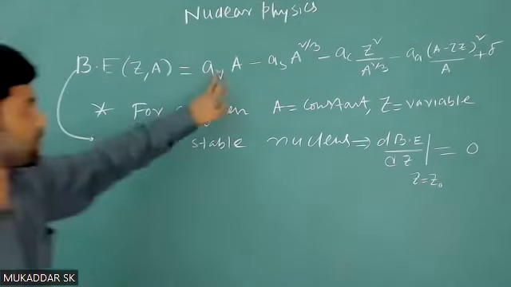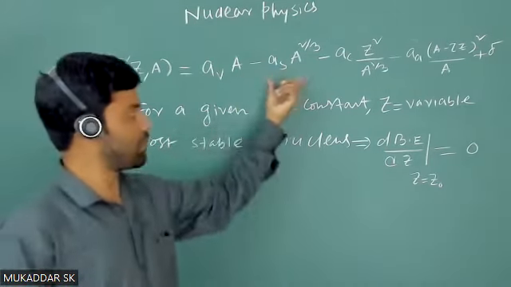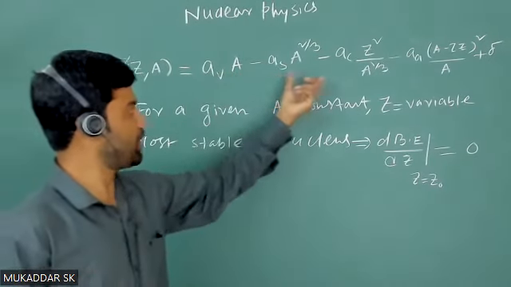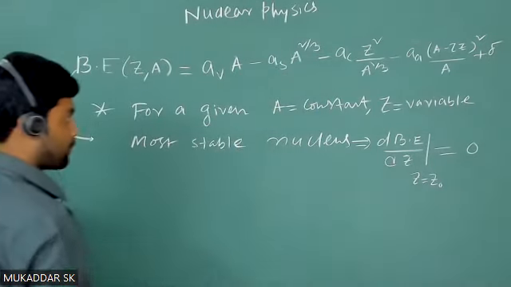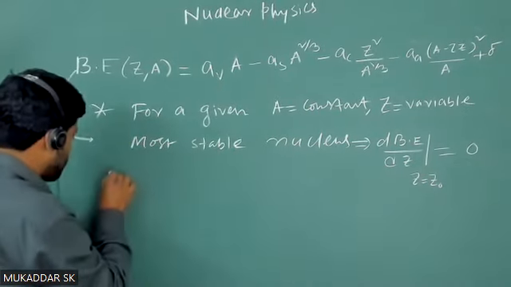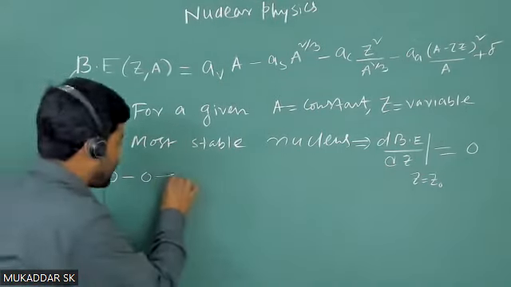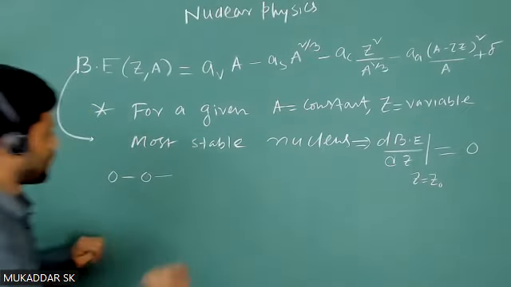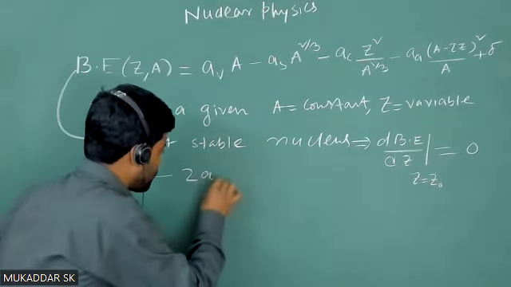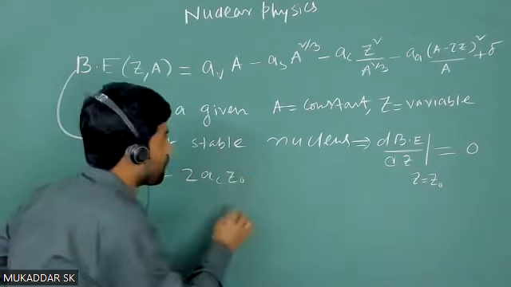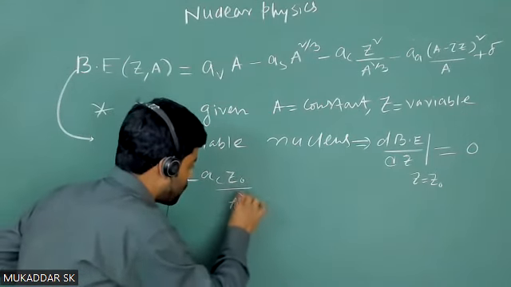Now I'll differentiate this function. I can see the first term and second term are not functions of Z, so that will be del B by del Z. For the first and second term, it will be 0 minus 0. From the third term, what will you get? Twice AC Z0 by A to the power 1 by 3.